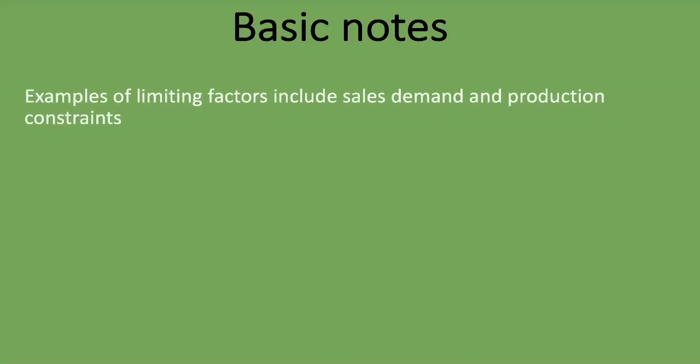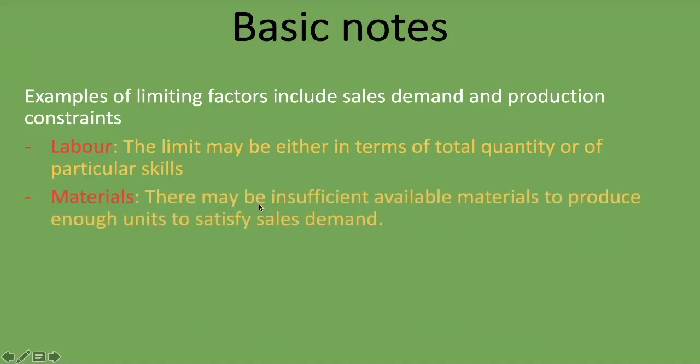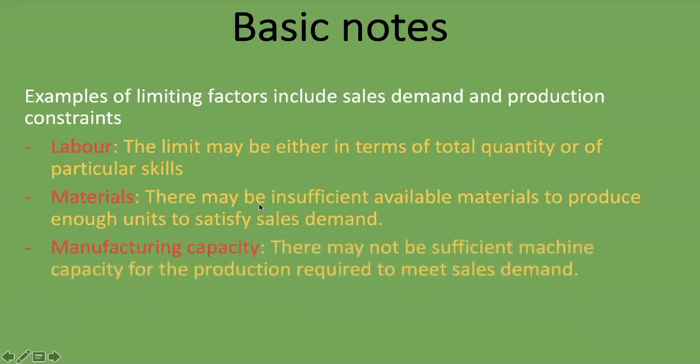Here are some basic notes on the limiting factor. And if it's your first time looking at the limiting factor, these notes will really help you and enhance your knowledge of limiting factors. Examples of limiting factors include sales demand and production constraints. Labor can be a limiting factor. This limit may be either in terms of total quantity or of particular skills. With materials, there may be insufficient available materials to produce enough units to satisfy sales demand. With manufacturing capacity, there may not be sufficient machine capacity for the production required to meet sales demand. So these are examples of limiting factors.